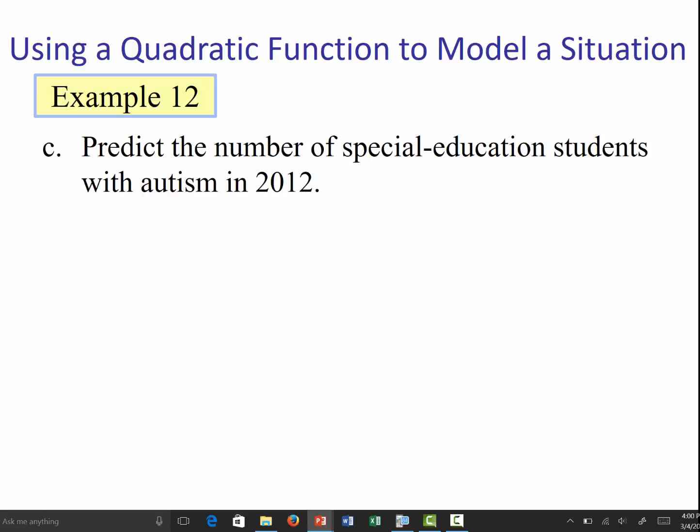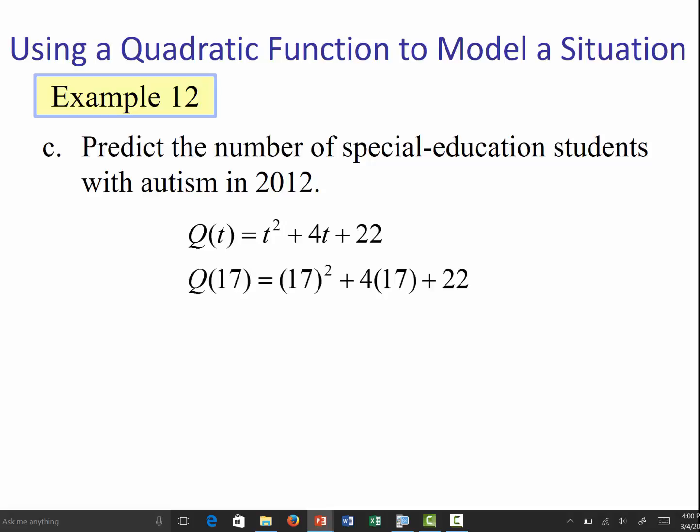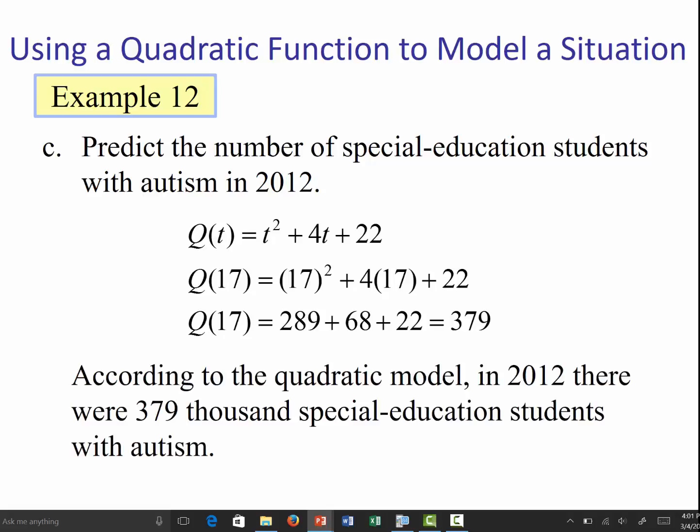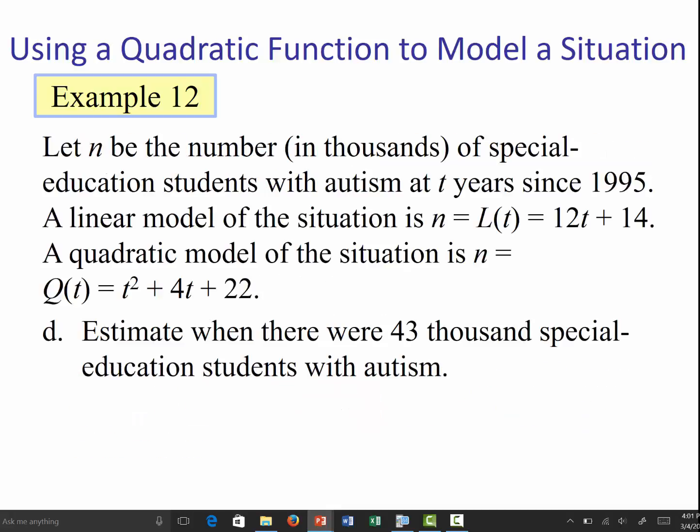2012, t is 17 years beyond 1995. So to do this algebraically, we start with our quadratic model, and everywhere we see a t, we substitute 17. And we get 289 plus 68 plus 22, which equals 379. To interpret this number, we would say, according to the quadratic model, in 2012 there were 379,000 special education students with autism. Part D, estimate when there were 43,000 special education students with autism.